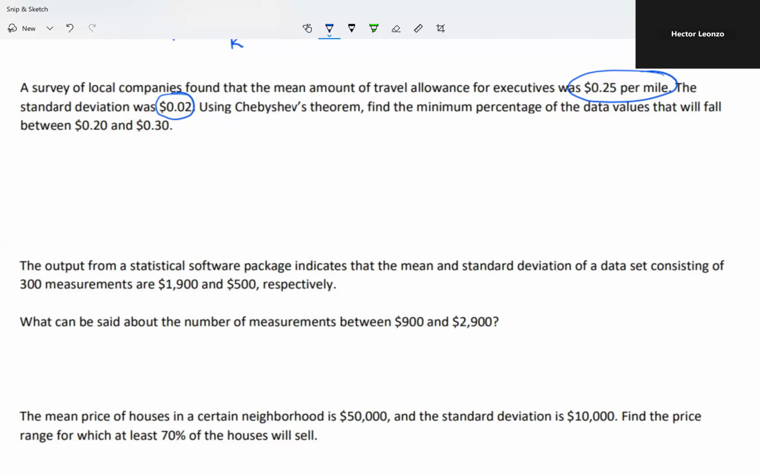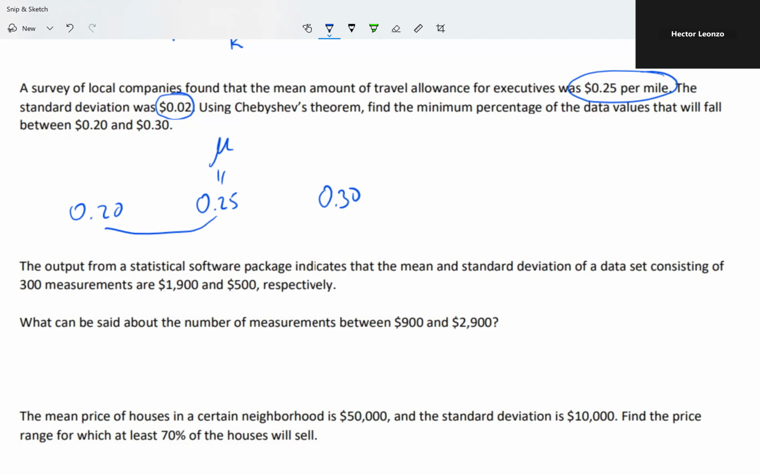the mean is $0.25. I know here it is 0.30, and then I know here is 0.20. If I was to go to the left, I go down, right? The difference is negative. If I was to go to the right, the difference is positive. Some of you might be wondering, I can tell the difference is 5 cents. From 25 cents to 20 is 5 cents. From 25 cents to 30 is 5 cents. So the difference is 5 cents.